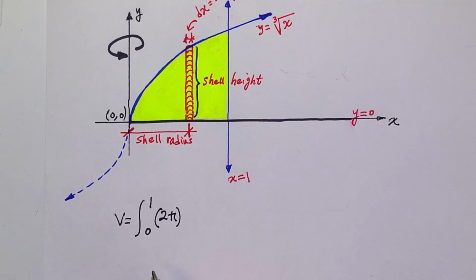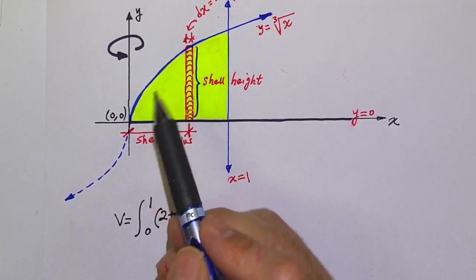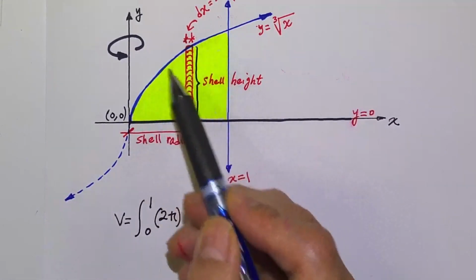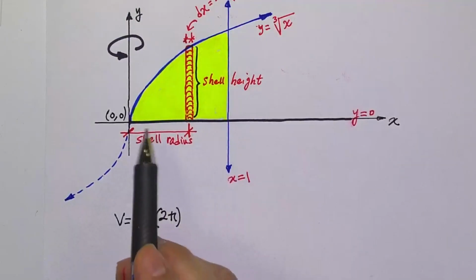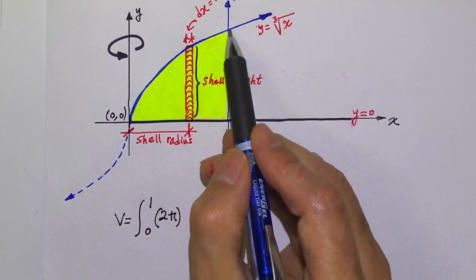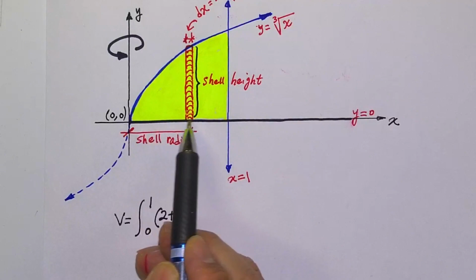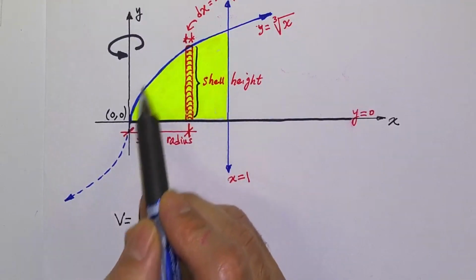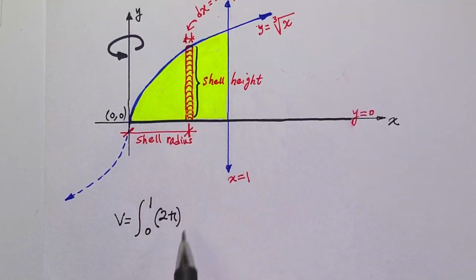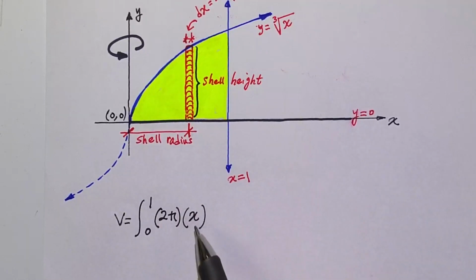Then which one did we say? Radius of the shell. So the radius of the shell at any point on this curve would be the x, right? So this distance would be x. So 2 pi x, that's the shell radius, times the shell height.